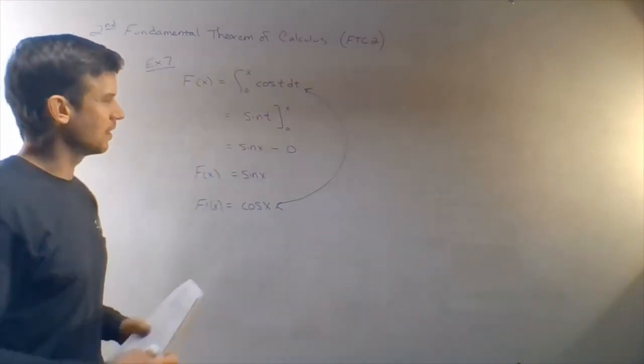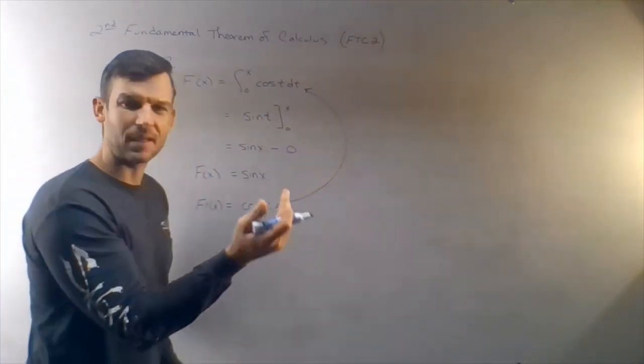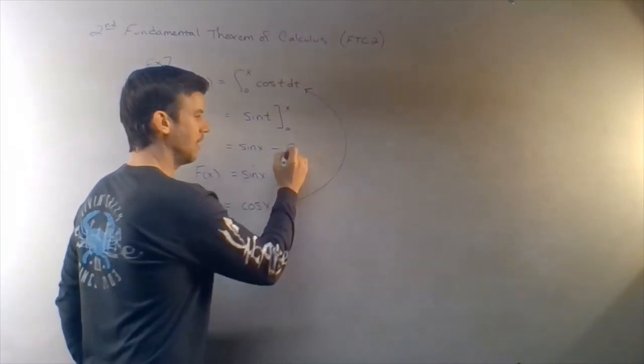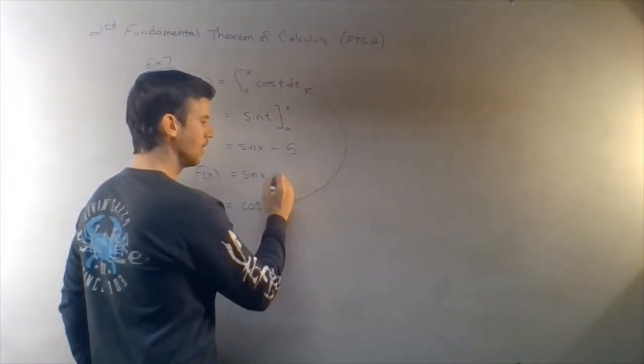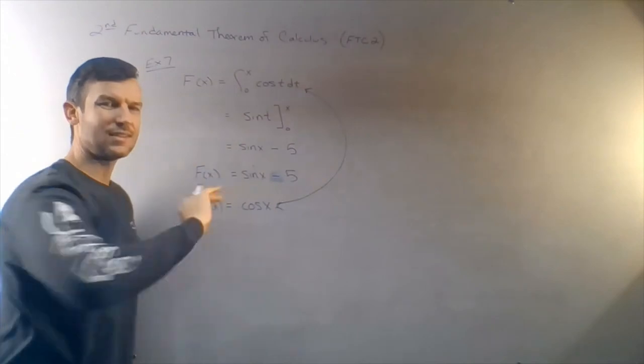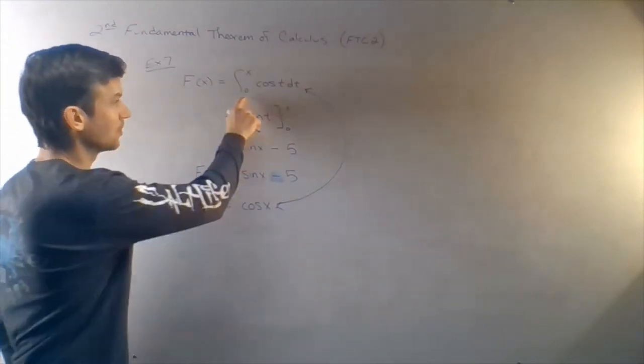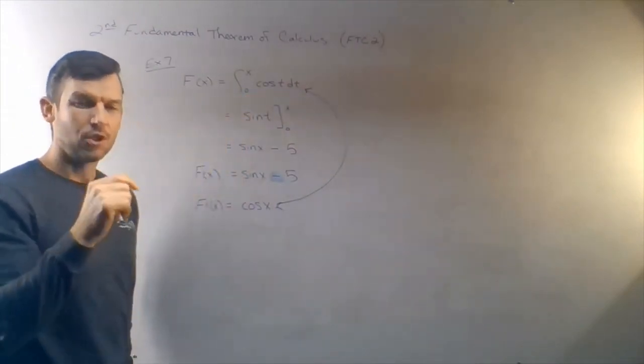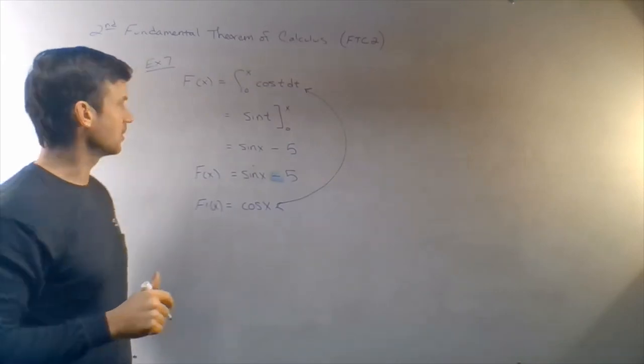Now, it has to be a constant because it doesn't matter if this ended up being a 0 or if it ended up being a 5, right? When I take a derivative, that constant becomes 0 anyway. So as long as that's a constant on the bottom, you can use this second fundamental theorem of calculus.